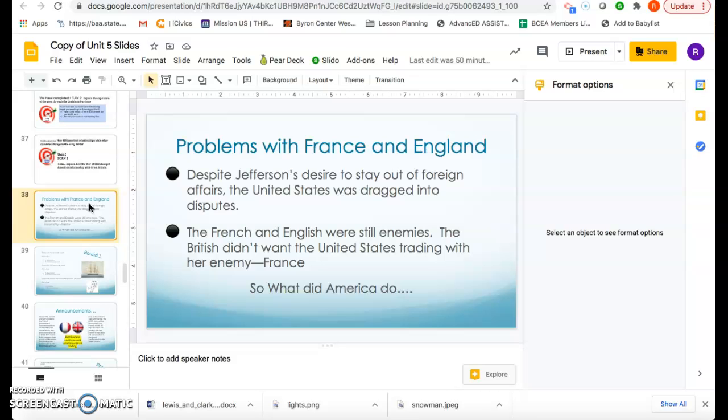France and England are fighting a war in Europe against each other and their enemies. And America wanted to basically trade with both. So the United States is trading with both England and France, and that's really making the British upset. They don't want the United States trading with their enemy, France. And France is the same way. They don't like when America trades with England. So England and France are getting involved in American shipping and kind of interfering.